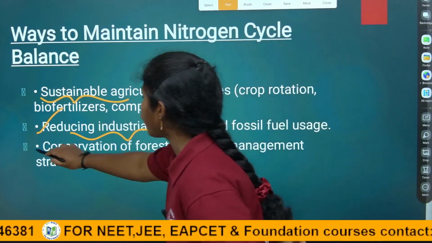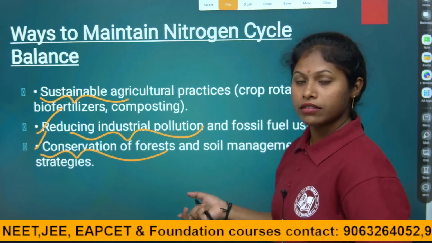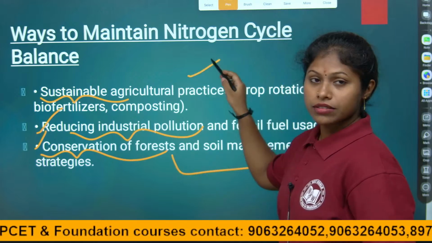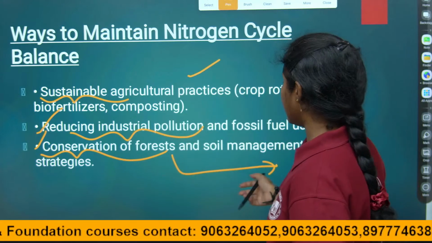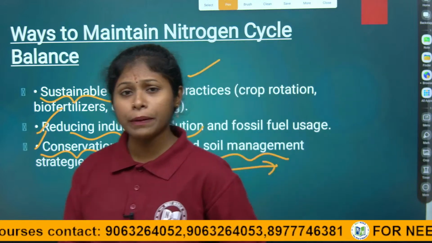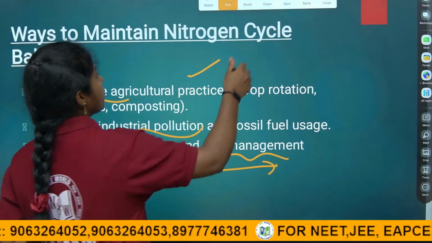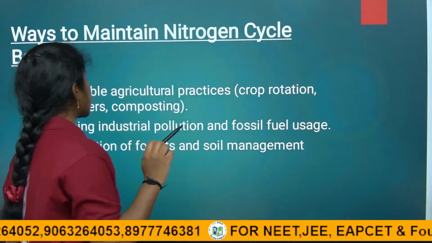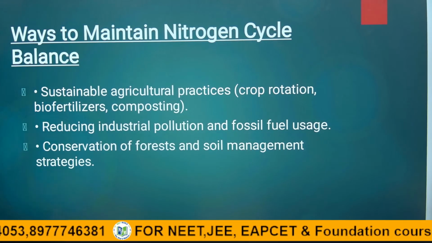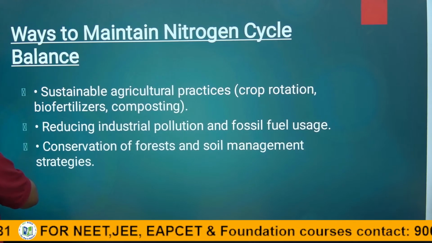And for the conservation of forest, deforestation should not be done. Forestation maintains the sustainable balance of the nitrogen cycle, and soil management strategy has to be improved. So this is how we can maintain a stable nitrogen cycle, which leads to the sustainability of humans also. So this is up to yesterday's class, children.